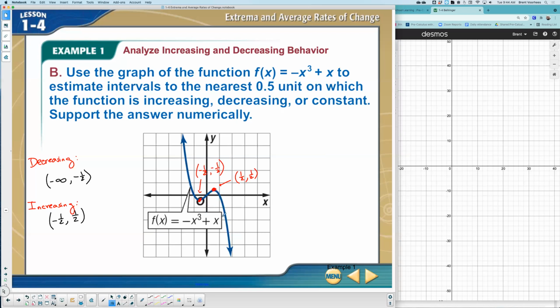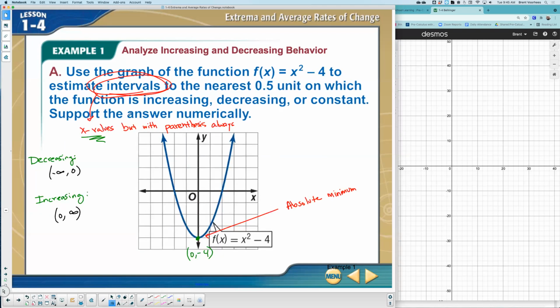Now I have this last portion. I have another change of direction. What's the last piece doing? It's decreasing again. So just like domain, these are x values, but with parentheses always. The only difference from domain is that it's always with parentheses. Sorry, I just realized I didn't fill that in. So it's x values, like the domain, but with parentheses always.